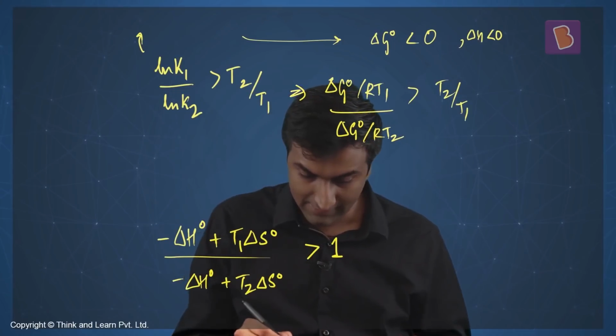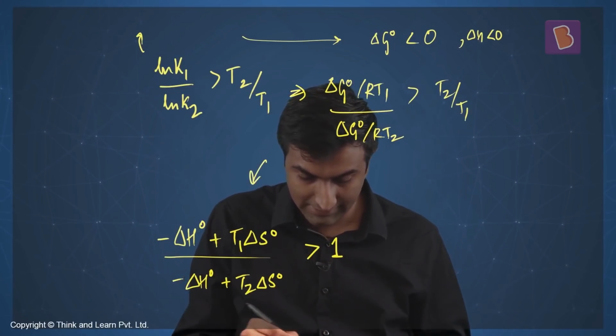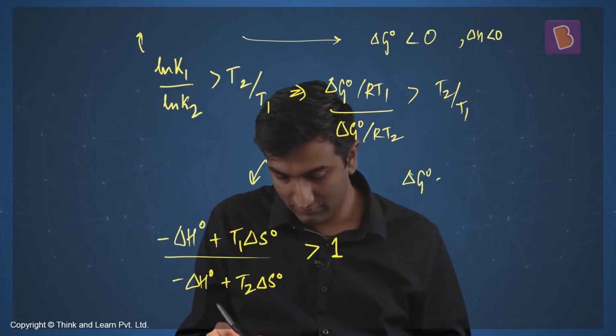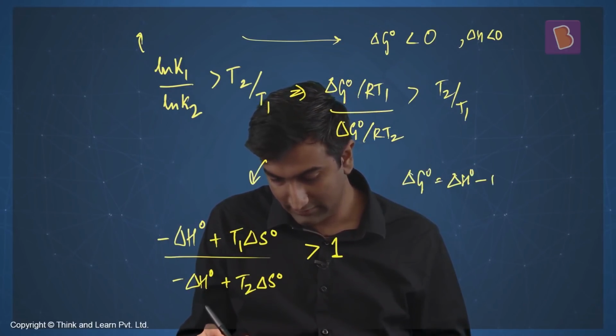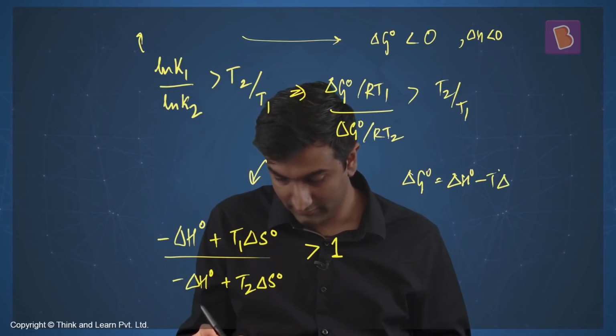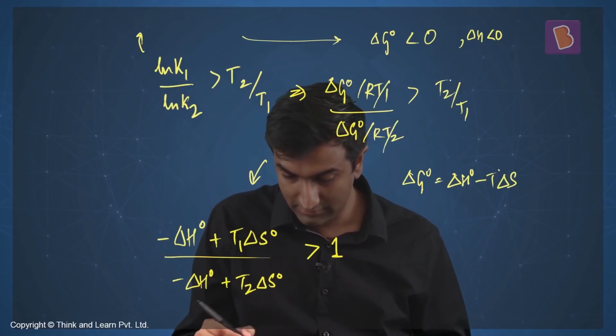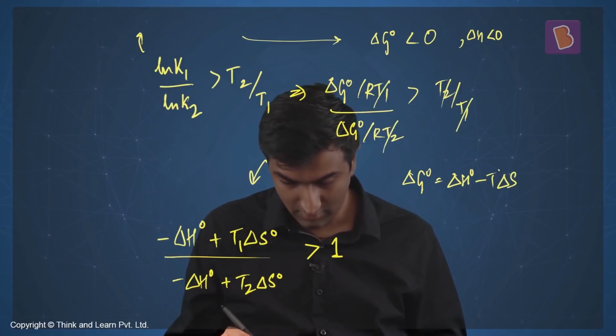This is what you get after cancelling out the temperatures and substituting delta G naught. I'm just saying here that delta G naught is equal to delta H naught minus T delta S. That's what I've substituted over here. And I've cancelled out the temperatures here. All right, we're getting somewhere.